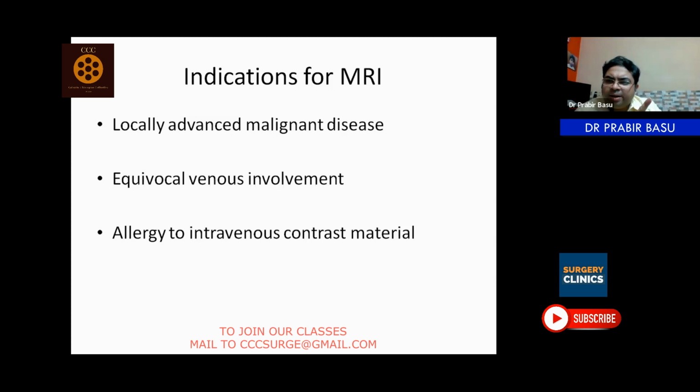Either you do an MRI or you depend on what you find when you open up the patient and palpate. A patient with locally advanced malignant disease will have a poor prognosis, which matters when you are counseling him or his relatives beforehand. So this is very important. Do an MRI in these situations. Equivocal venous involvement, as I said, because often the right renal vein may be compressed and not well seen. Soft tissue involvement is very well seen on MRI, and also if the patient has an allergy to iodine contrast.